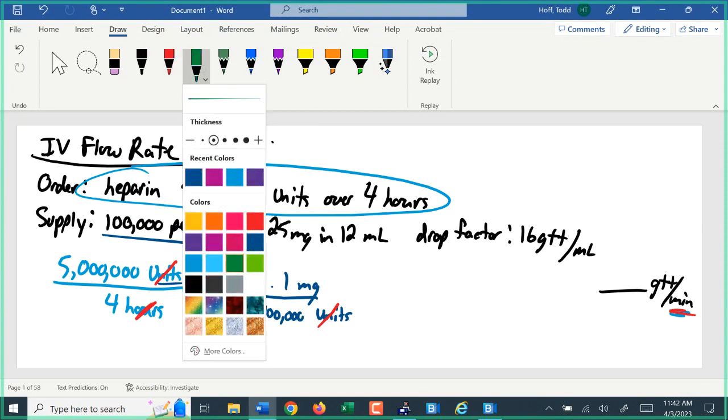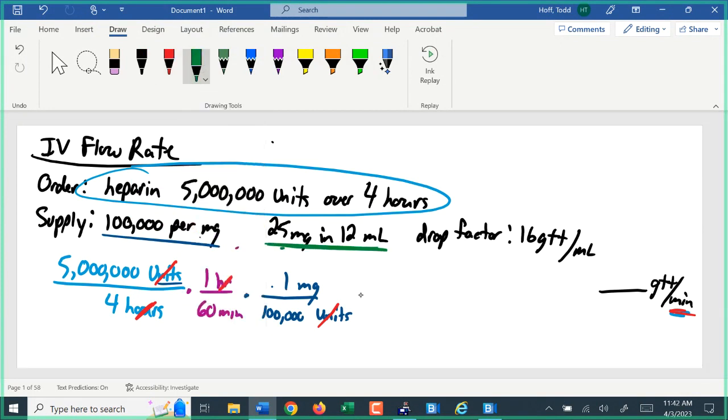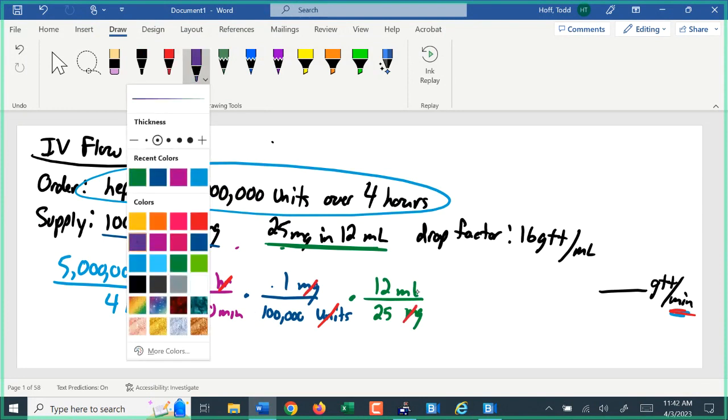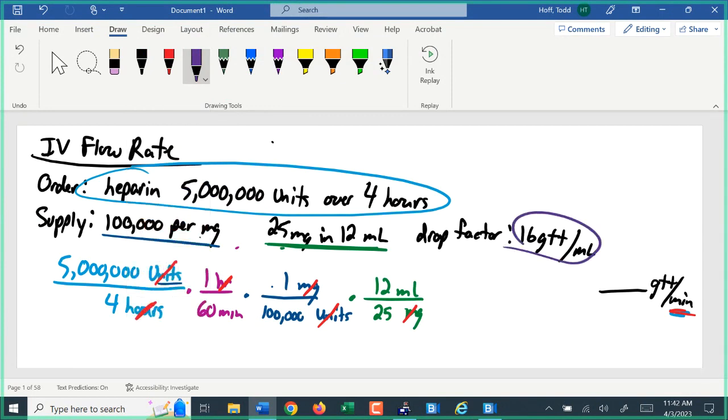The next step would be we could change our milligrams to milliliters using that equivalency. So again, milligrams are on top, so I'm going to put milligrams on bottom here. 25 milligrams and 12 milliliters. So the milligrams cancel out. And then finally, after I get rid of the milliliters, I have my drop factor. So I'll put milliliters on bottom. 16 drops per milliliter says that 1 milliliter is equivalent to 16 drops. So the milliliters cancel out.